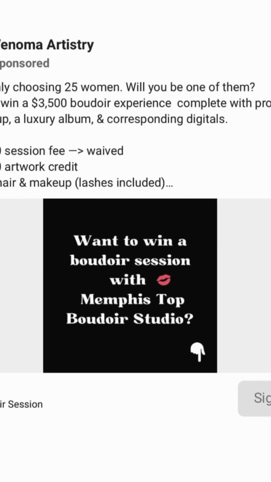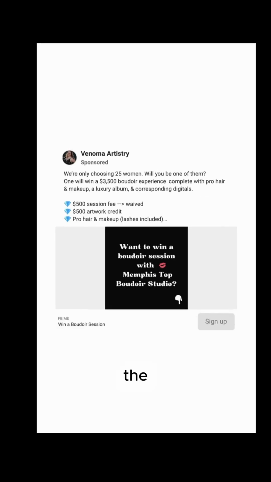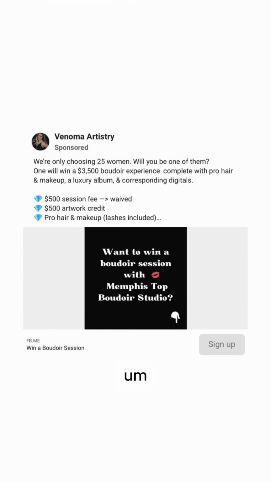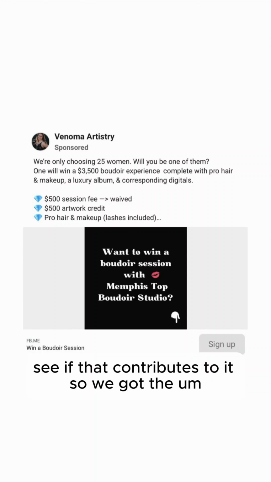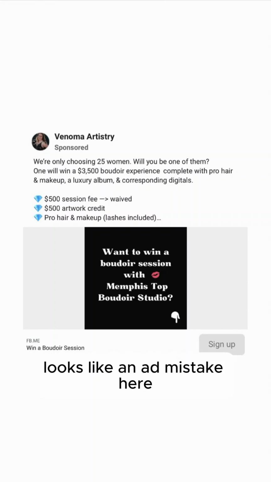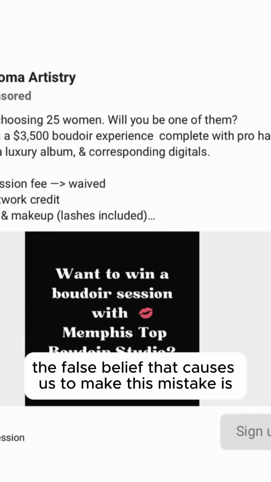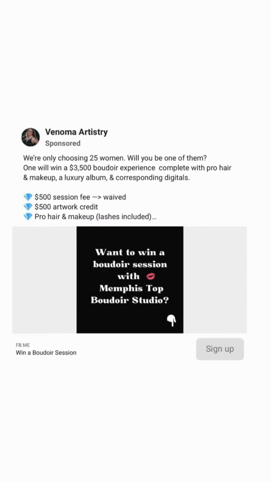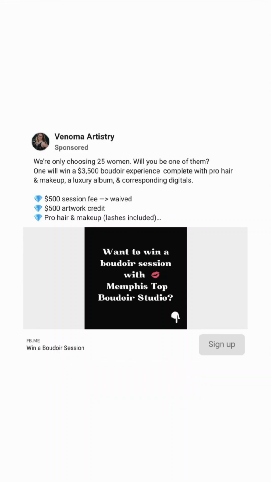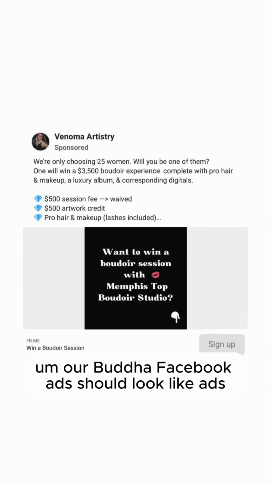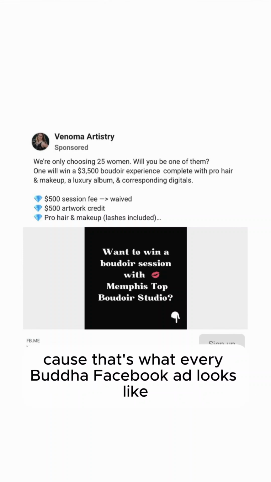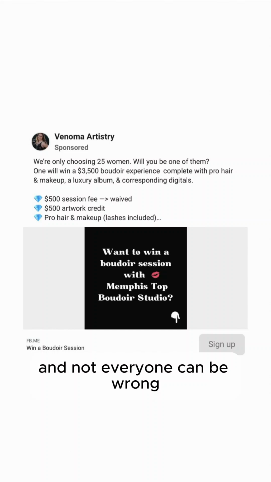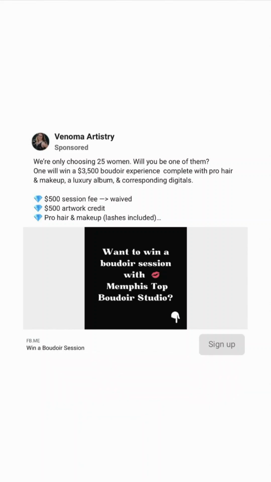Next, we look at the creative, the photo, to see if that contributes to BLCS. So we got the looks-like-an-ad mistake here. The false belief that causes us to make this mistake is we believe that our Boudoir Facebook ad should look like ads because that's what every Boudoir Facebook ad looks like. They look like ads as well, and not everyone can be wrong, can they?